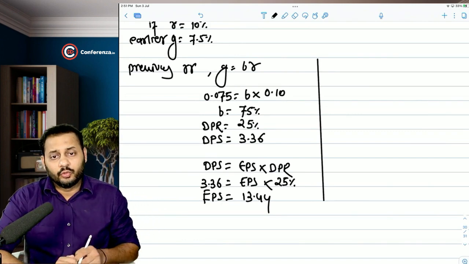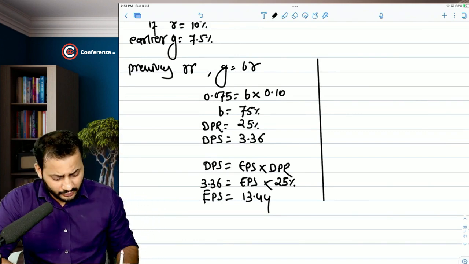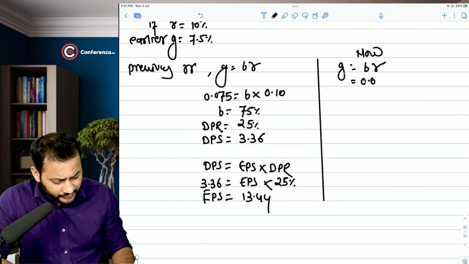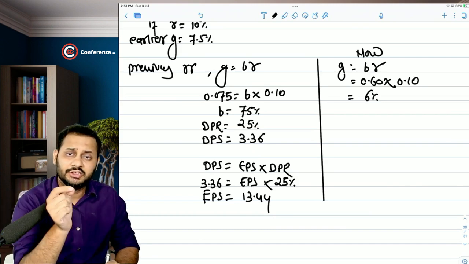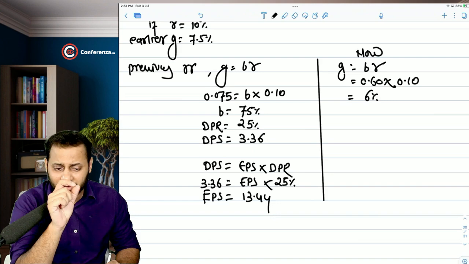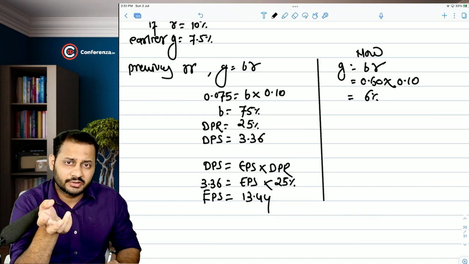Why I have done all these things is because they are asking whether the growth rate is going to change. Yes, the growth rate is changing now. It is b into r, where b is the retention ratio, which is 60%, and the return on equity, as said by them, is 10%. That is, the growth rate comes to 6%. It is changing from 7.5 to 6%. But the question also says that now they will be retaining 60%.